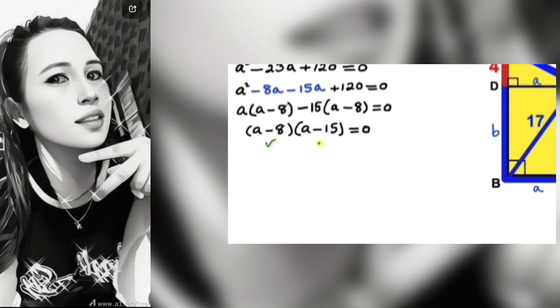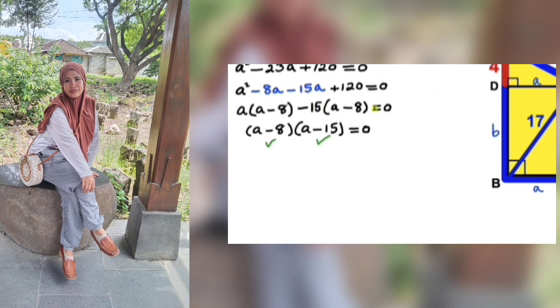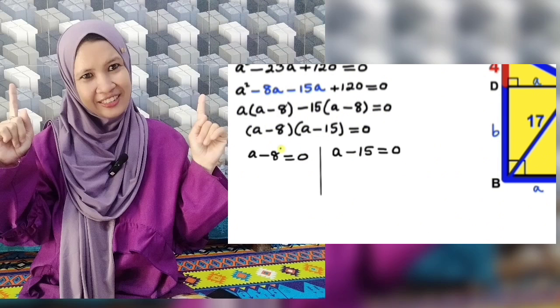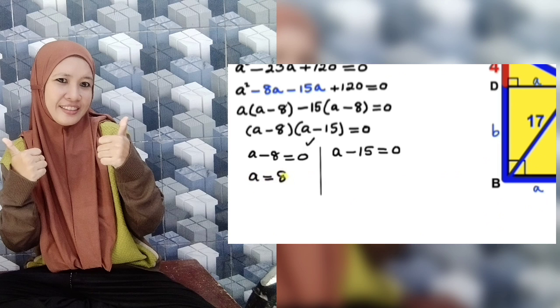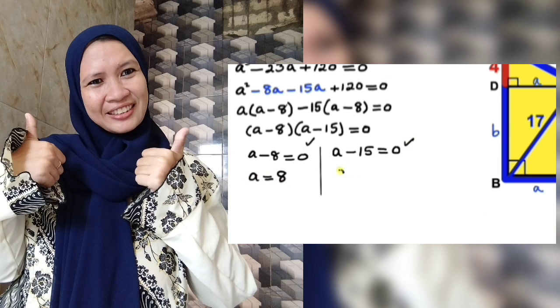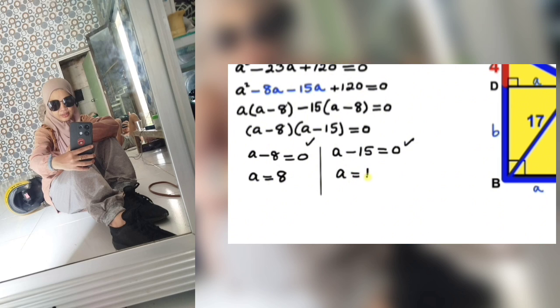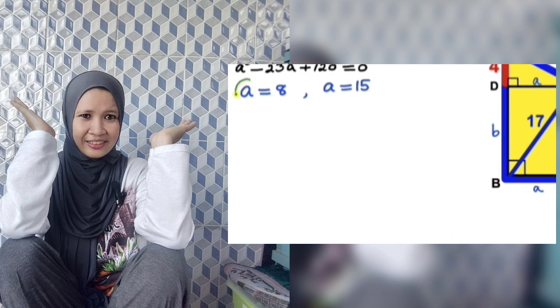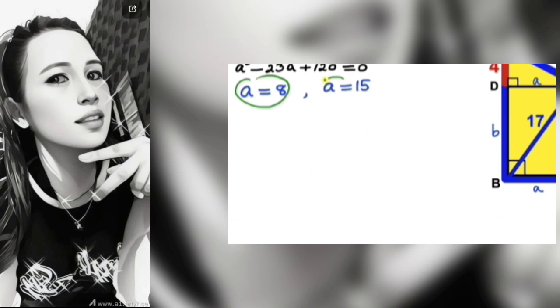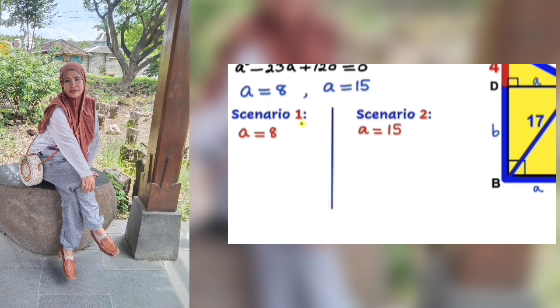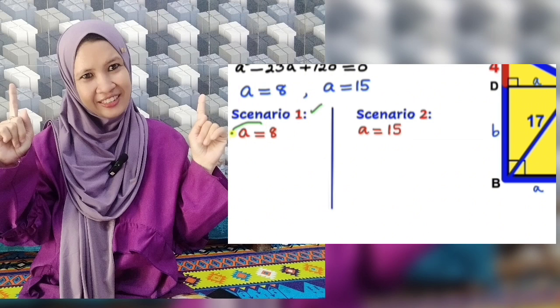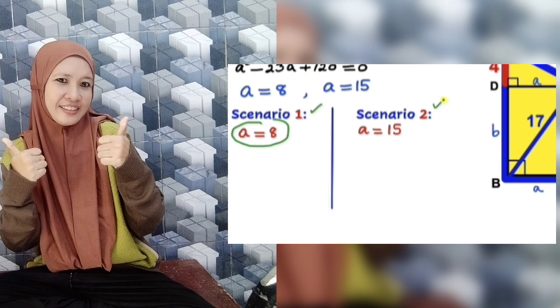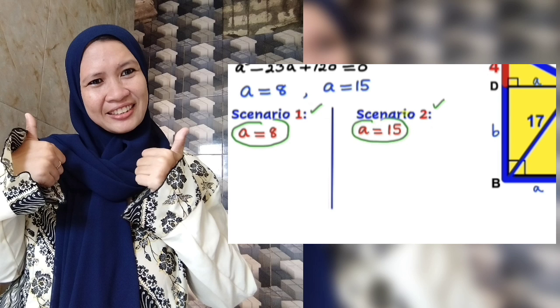Now we are going to separate these two factors, as you can see in this next step. For this equation, a value turns out to be equal to positive 8, and for this equation a value turns out to be equal to positive 15. Thus we ended up with these two values, a equals 8 and a equals 15. So therefore we are going to consider two scenarios. In scenario 1 our a value is going to be 8, and for scenario 2 our a value is 15.